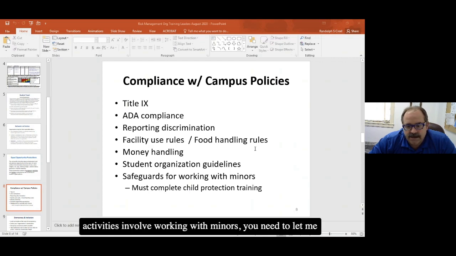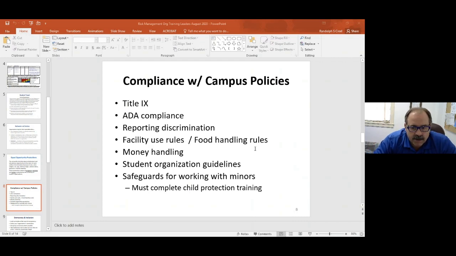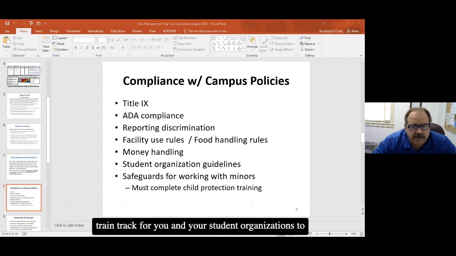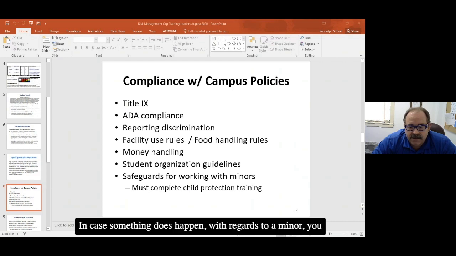If any of your activities involve working with minors, you need to let me know so you can take the appropriate child protection training that's required in Train Track for you and your student organizations. So in case something does happen with regard to a minor, you can show proof that your organization has had the training.